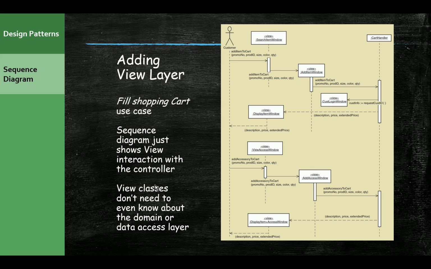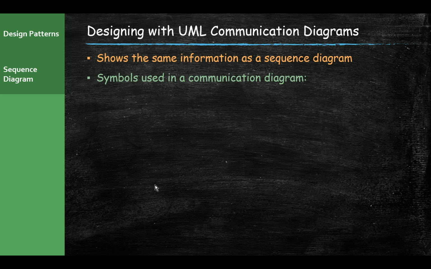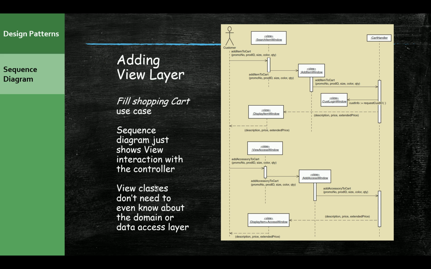Here we've added the search item window, the add item window, and the customer login window. All that stuff has been added as view classes, and that's why we have the view stereotype on those. But the cart handler is the domain class, because it's part of that core business logic that we've been talking about. By the way, I'll take a step back. If we're using the view model controller or the 3-layer architecture or design pattern, we would add these view classes to our diagram, just like we added the data access classes to our diagram.